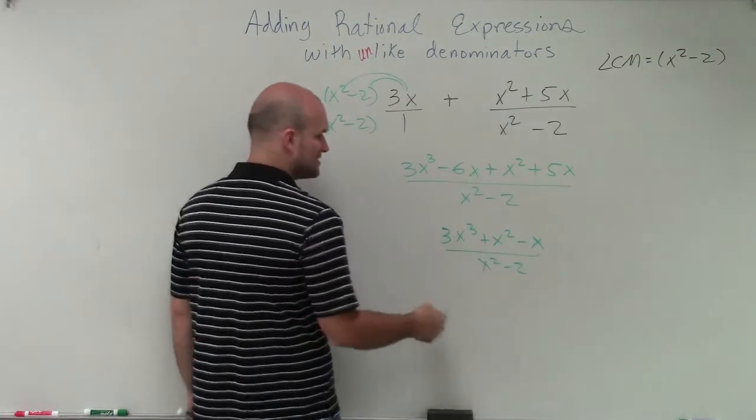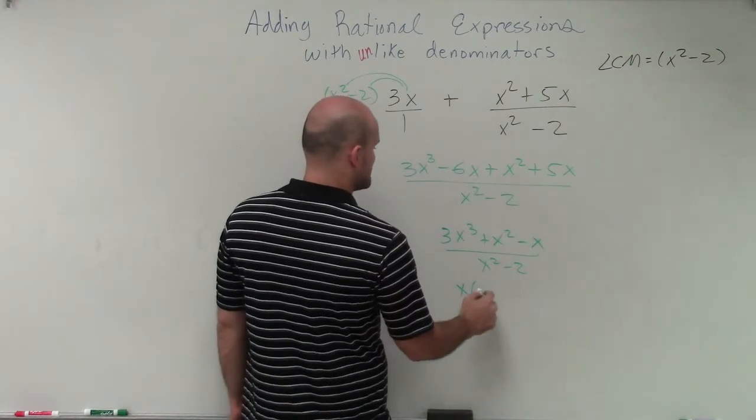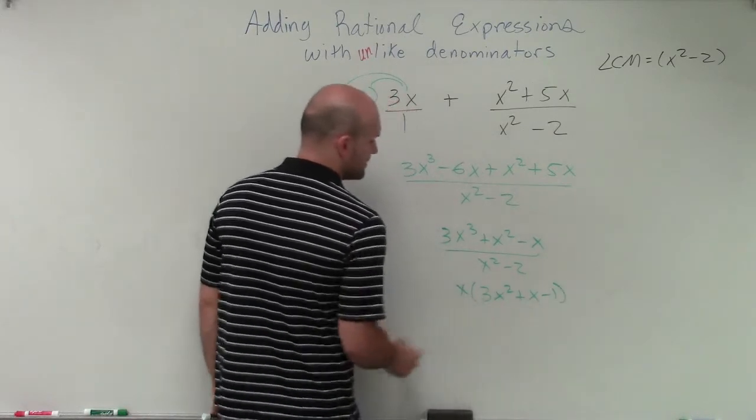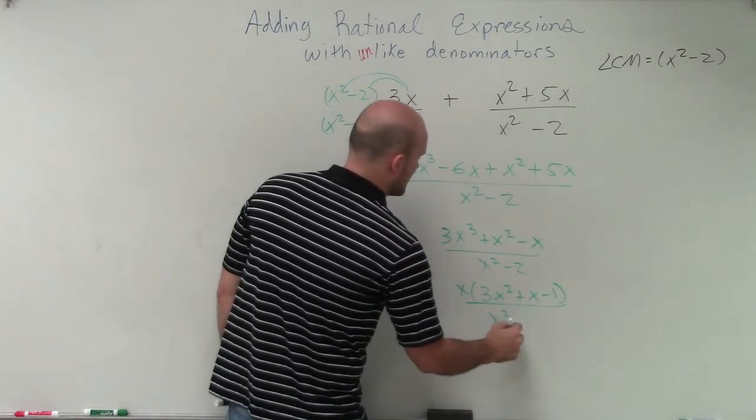Again, how can we factor this even further? Let's factor out an x. So therefore, I'm left with x times (3x squared plus x minus 1) divided by x squared minus 2.